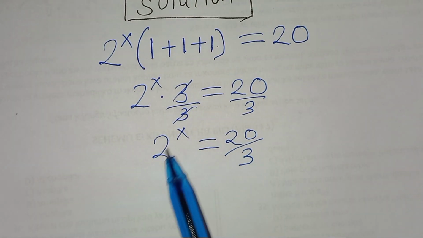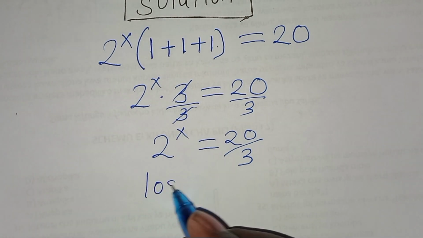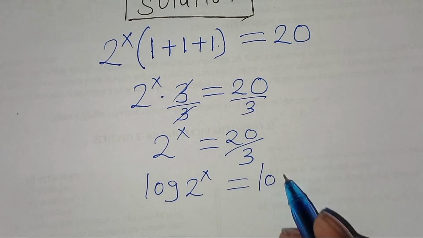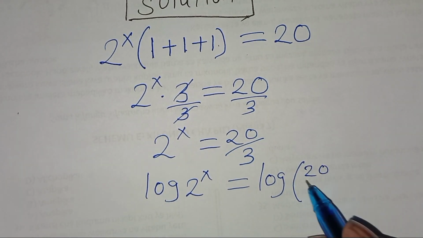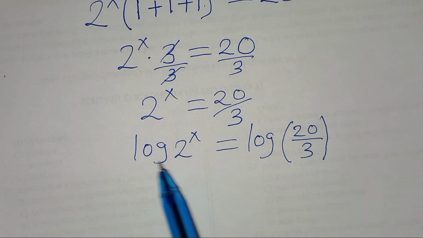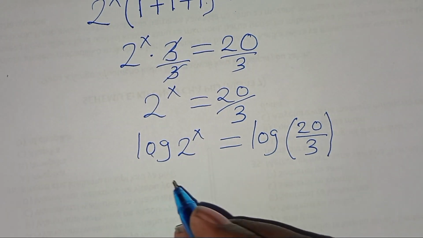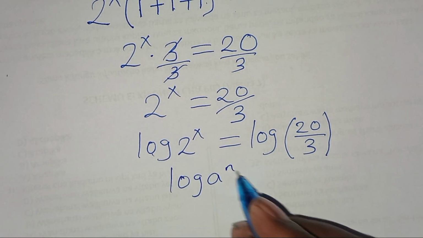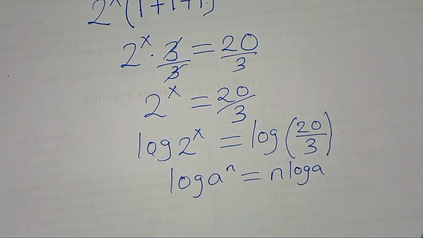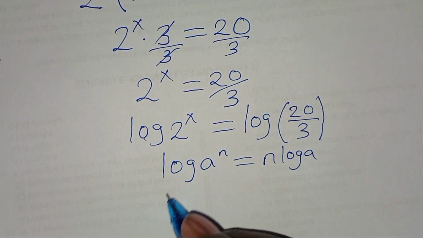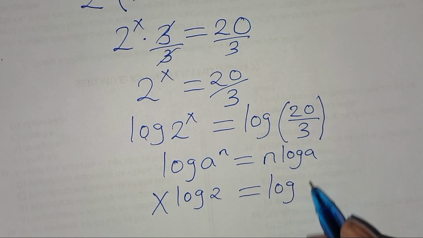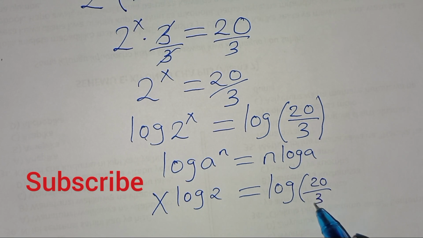The next step here, to solve for the value of x, we introduce the natural logarithm on both sides. So we'll have log 2 to power x. This is equal to log 20 divided by 3. The next step here, log 2 to power x is in the form of log a to power n, which we can express as n log a. So applying this power rule property, it follows that log 2 to power x becomes x log 2. This is equal to log 20 divided by 3.